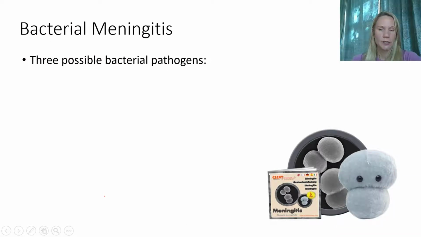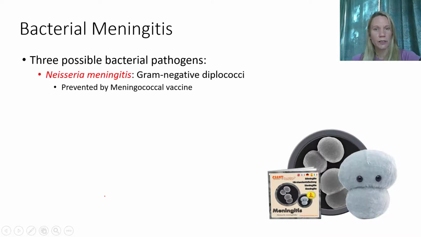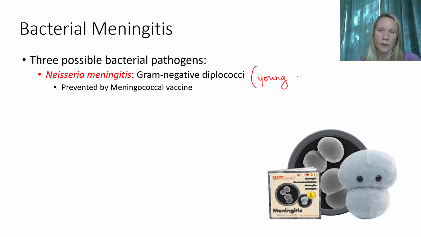Okay, meningitis, next disease. Now, bacterial meningitis can be caused by multiple bacterial pathogens. There's also viral meningitis, which is usually slower acting than bacterial meningitis, but many of the symptoms are very similar. Okay, so the possible bacterial pathogens, Neisseria meningitidis is perhaps the most common in adults. Gram-negative diplococci, so this we see in young adults.